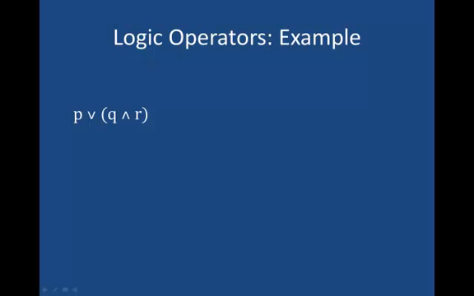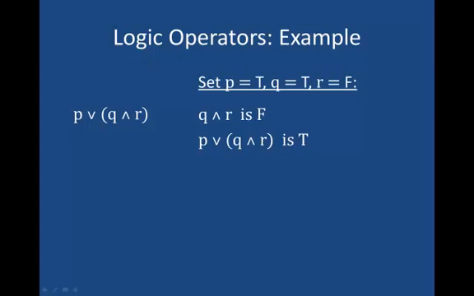The truth value of the operation depends on the values of p, q, and r. Let's say p and q are true and r is false. As q and r is set in parentheses, we evaluate that part first, and it is false. Then we evaluate p or (q and r). p is true and q and r is false, thus the entire expression is true.